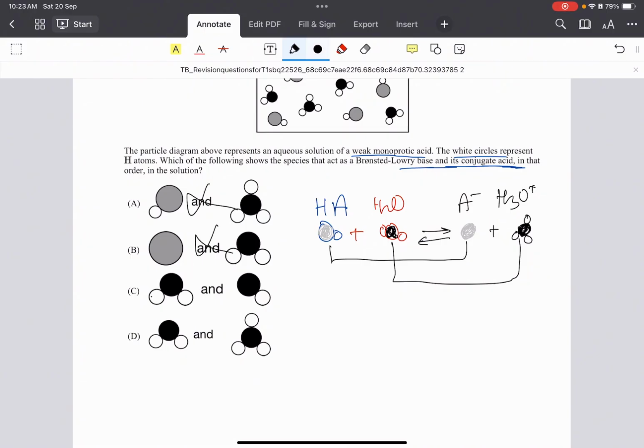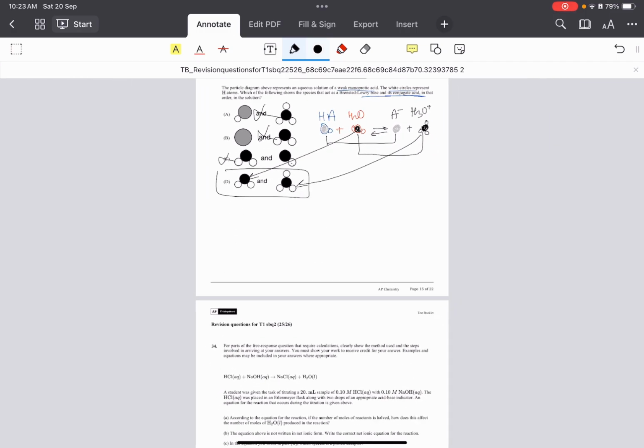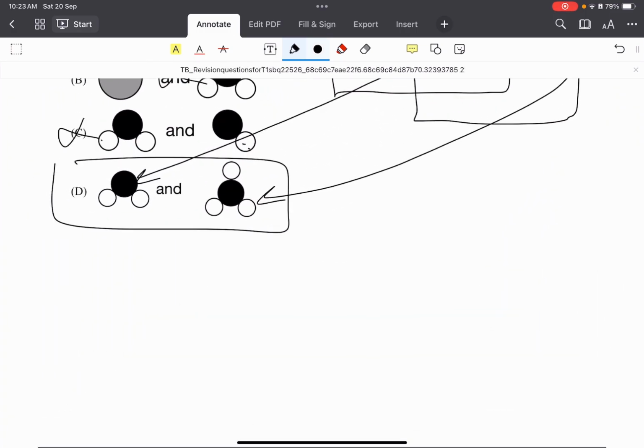No, H2O, OH minus. That's a tricky one. We don't have this over here. It's this one, H2O and H3O plus. That's the end of this first section of our revision questions.